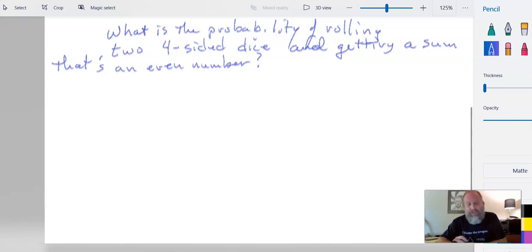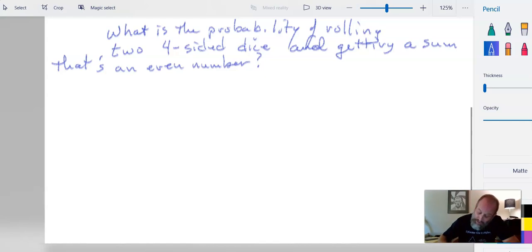In any case, I chose four-sided because the sample space is much smaller, so it's a little easier to write the whole thing out. So for a single die, there's four possibilities, right? You can roll a one, a two, a three, or a four. And the second die also has four possibilities. The same thing, one, two, three, or four. And then we have to know how many ways we can roll an even number, and then divide that by how many ways we can roll two four-sided dice.